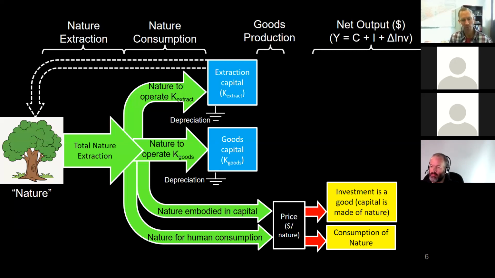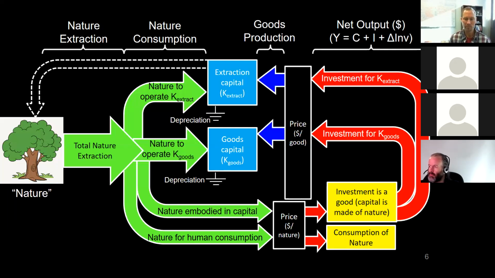The fourth of these nature flows is the nature that's embodied in capital. So as to say, if I'm going to make a machine, or if I'm going to make a new unit of capital, it has to be made of resources that I extracted from the environment. And so when I make a new piece of capital, then in economic modeling, that's investment. So I have a conversion factor from the nature embodied in capital converted to the price to get to a monetary value of investment.